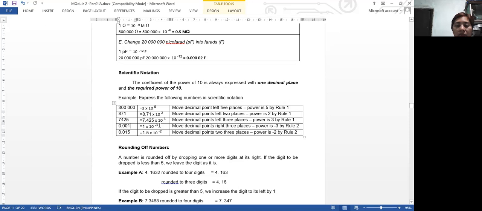So it's negative 3. So here it's 1.5. So the decimal point is here. From here, between 1 and 5, the decimal point will be here. So from here, it's 1, 2. So that's why it's negative 2. Again, scientific notation requires you to express the power of 10 with 1 decimal place.